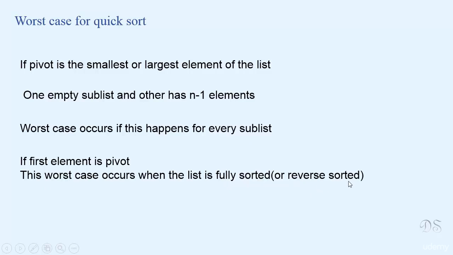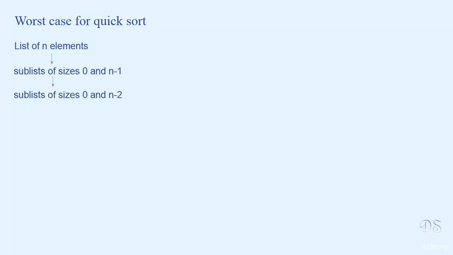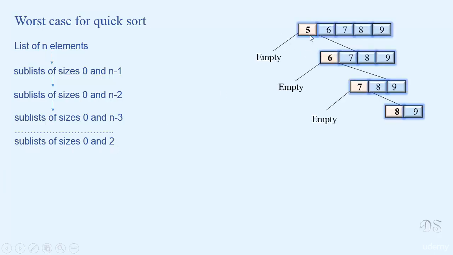in reverse sorted order. Now suppose we have a list of n elements, then in the worst case we'll get sublists of size 0 and n minus 1, then we'll get sublists of size 0 and n minus 2, and so on, and at the end we'll get sublists of size 0 and 2. This is an example. Here the list is in sorted order and the first element is taken as a pivot.